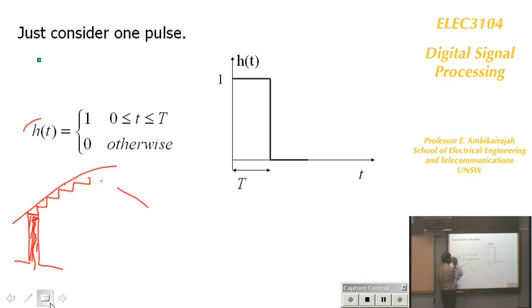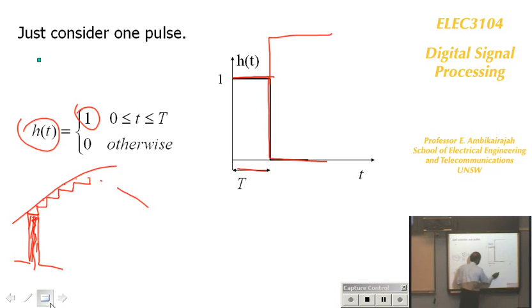So h(t), I'm going to say is 1, it could be any amplitude, up to the sampling period. The next level should be up there, I'm not worried about it for the moment. I'm just saying it's up to the level and it will be 0 afterwards. So I'm taking one rectangular pulse out of the D2A converter, the first sample that comes out as a pulse.